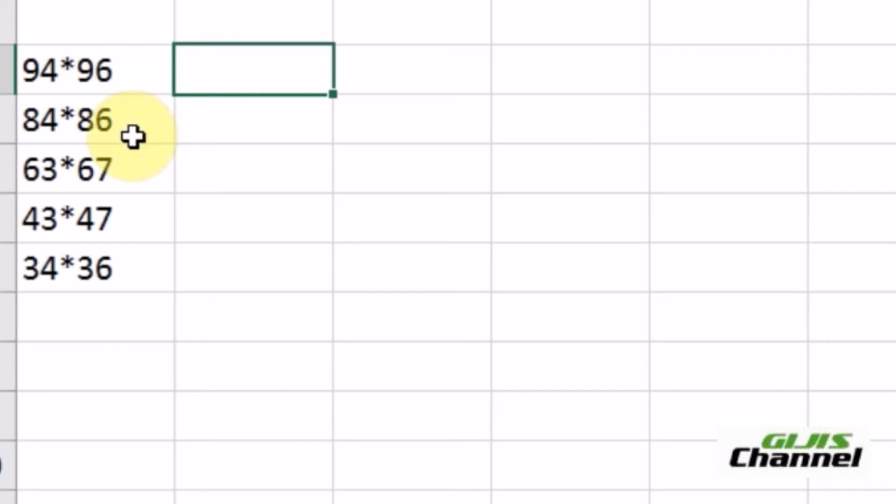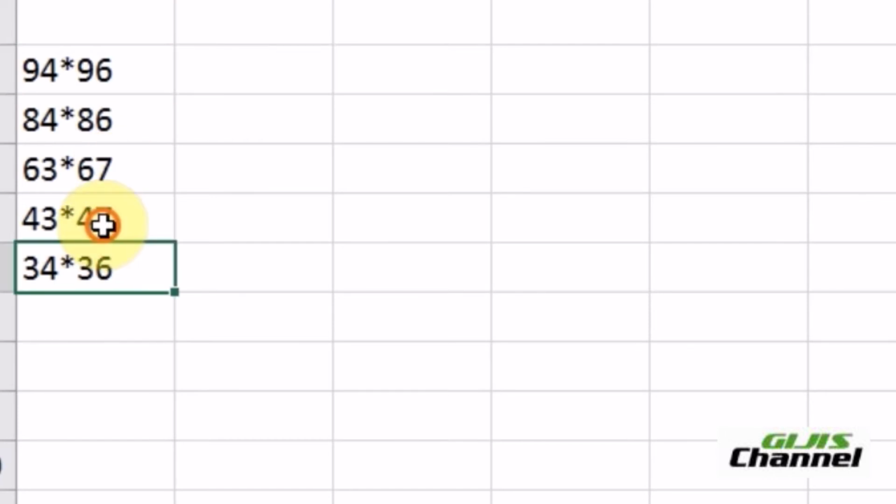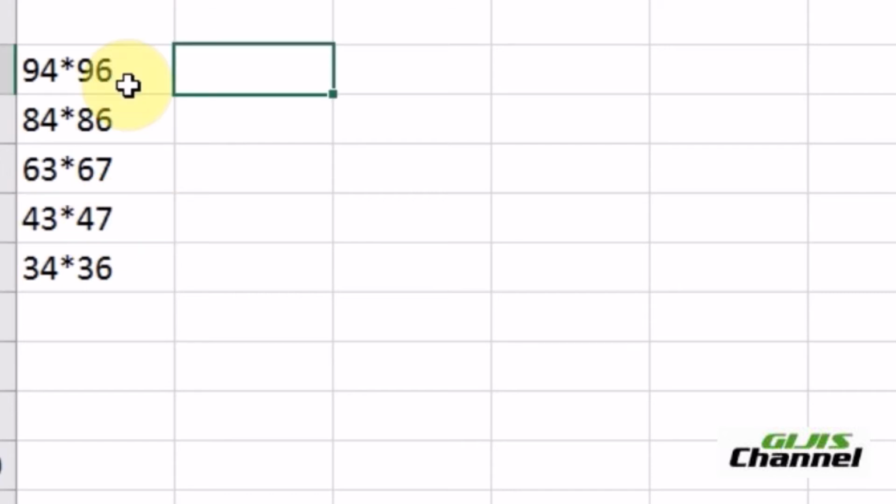So now I want to show you how to multiply these two numbers. 94 times 96, 84 times 86, 63 times 67, 43 times 47, 34 times 36. There is an easy way you can do the mental math here. How to do that? Let me show you. So the condition for this, in order to work it out, let me show you the answer first. So the answer for this is 9024.